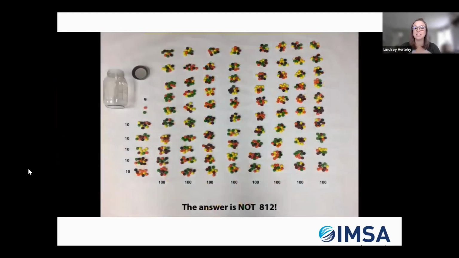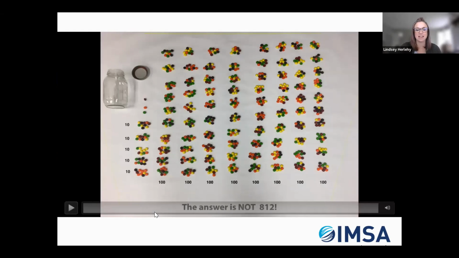All right, so this is the image that we are left with, and he very clearly says at the end, the answer is not 812, okay? So the answer, if we take a look at this array and put it all together, is we end up with 853 Skittles, right?